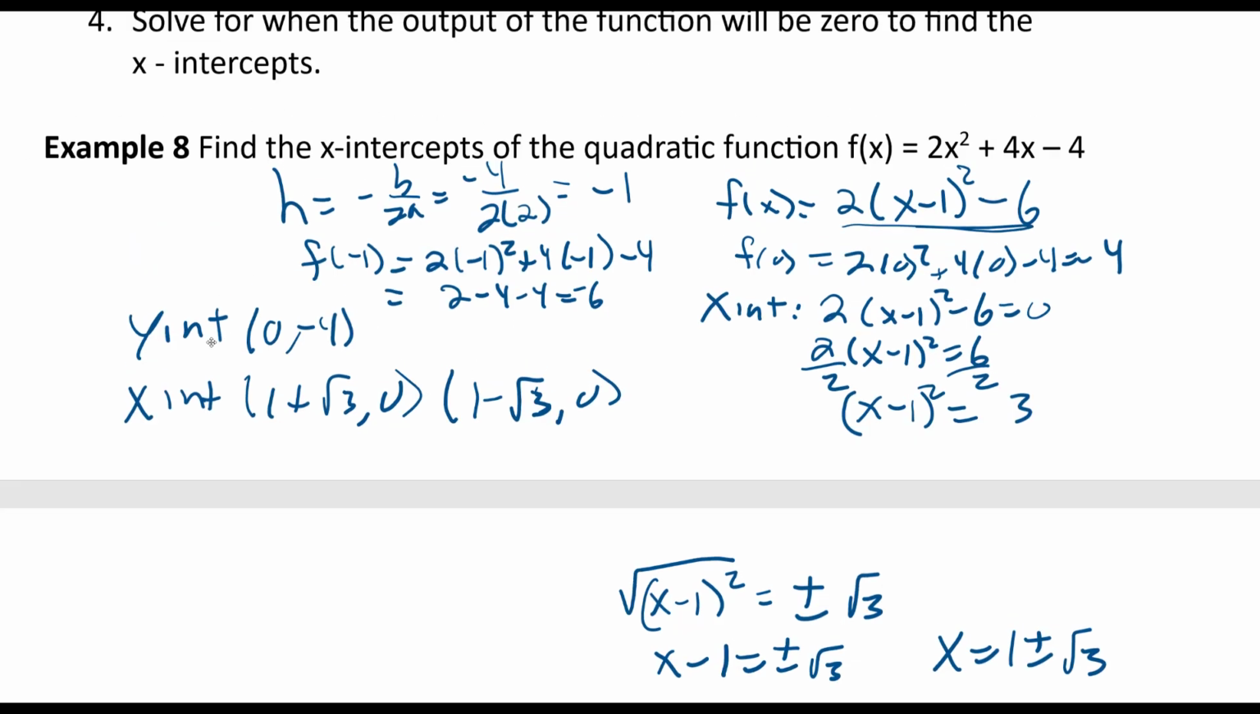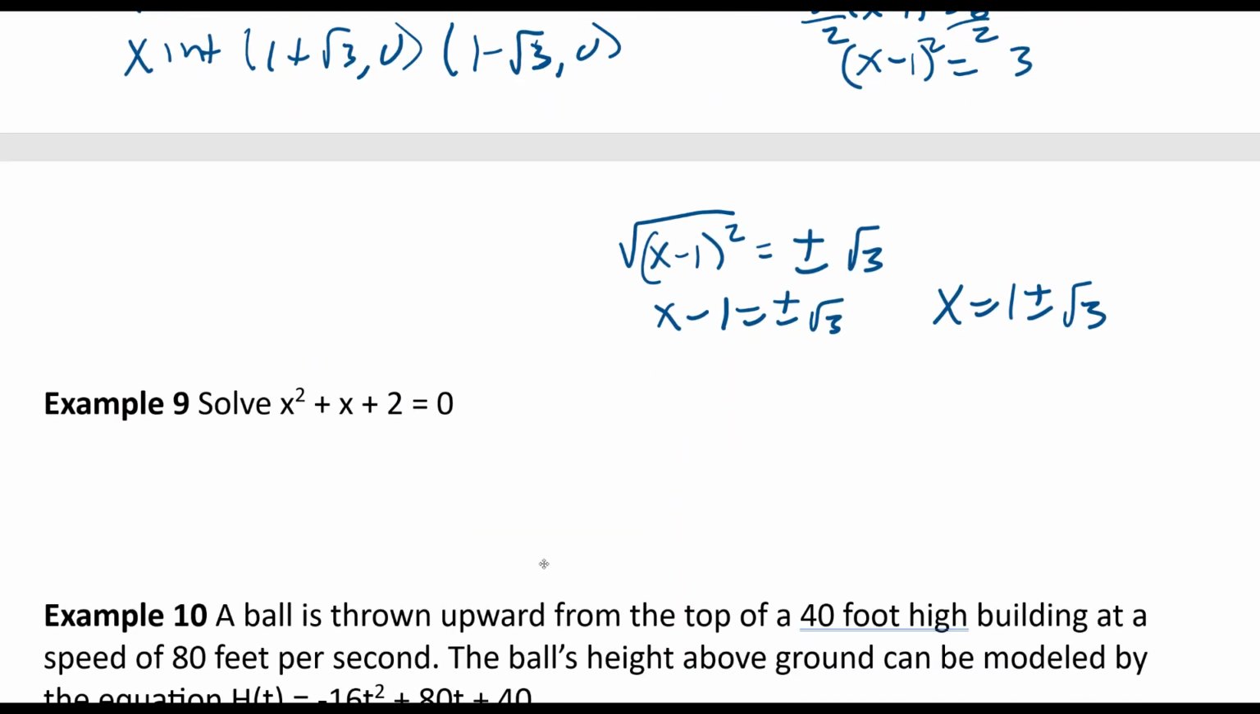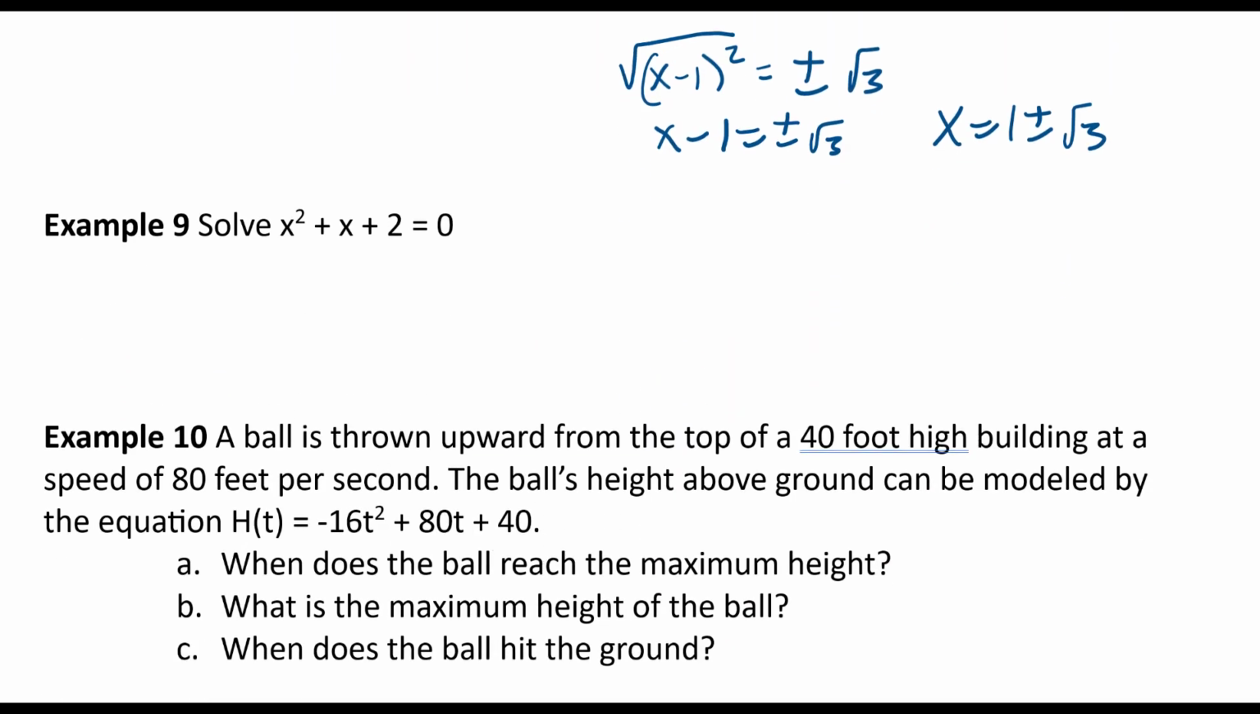Okay, let's move on to 9 then. Solve x squared plus x plus 2 equals 0. So this is an interesting one because I can already kind of see where this is going. Like that's not going to factor. I'm thinking if I even use the quadratic formula, let's just use the quadratic formula.